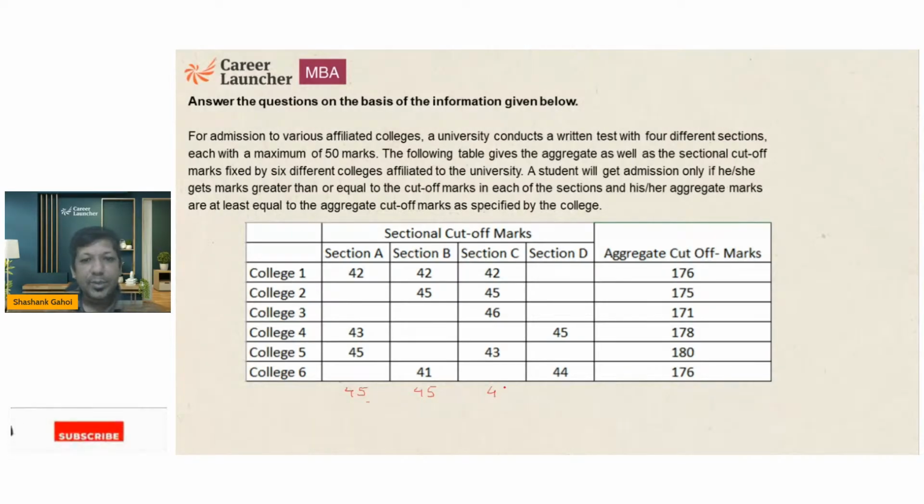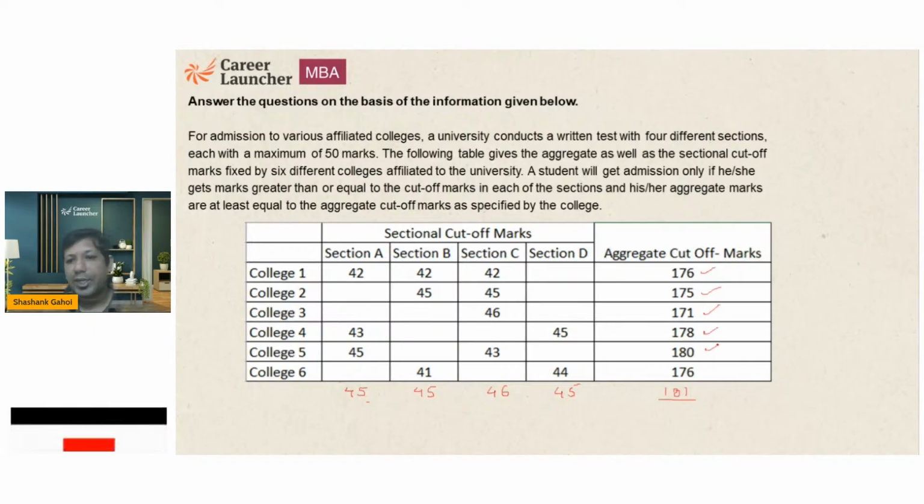यहाँ पे सेक्शन सी में भामा के 46 होने चाहिए, सो दैट ऑल द सेक्शनल कट ऑफ्स आर क्लियर। सेक्शन डी में भामा मस्ट गेट 45 मार्क्स, सो दैट ऑल द सेक्शनल कट ऑफ्स आर क्लियर। ठीक। So what is the total summation that we are looking for? That is 181. Now we need to check at 181, are all the aggregate cutoffs clear? Yes. 176 is clear, 175 is clear, 171 is clear, 178 is clear, 180 is clear.